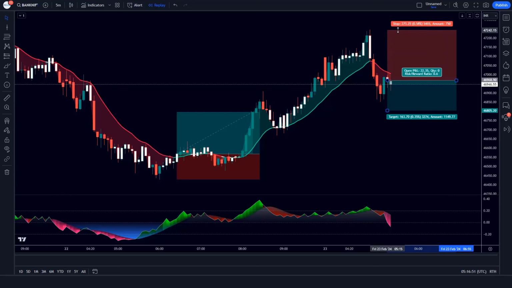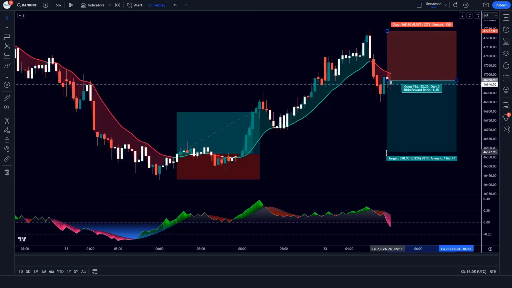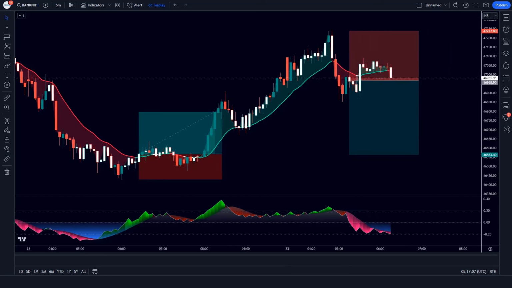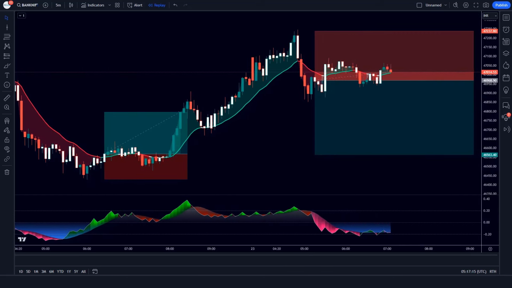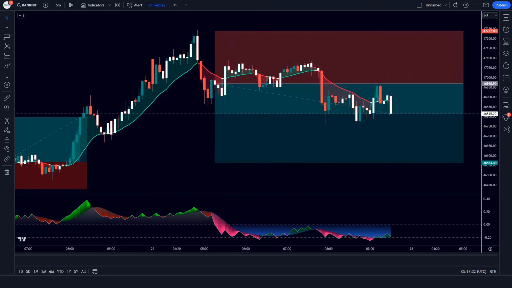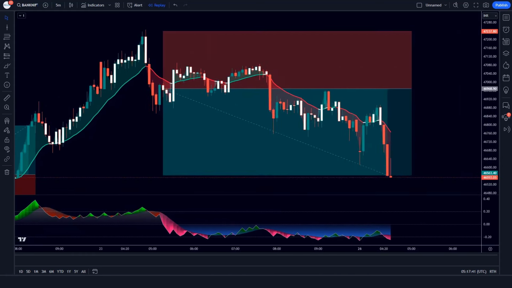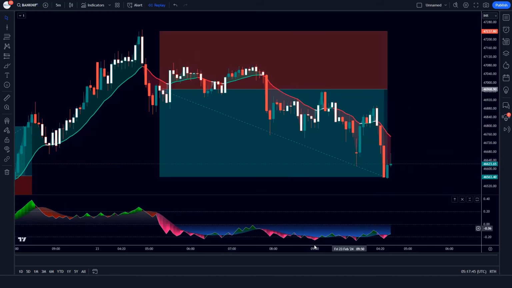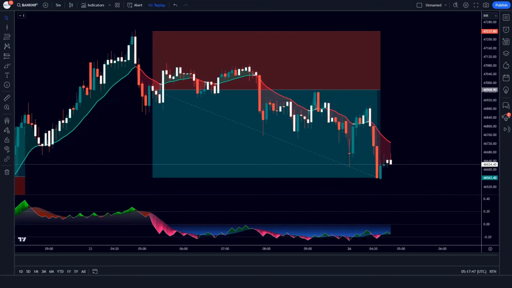Our stop loss will be placed at the current market of higher level, and the risk to reward ratio will be 1 to 1.5. The market has completely hit the target. Now we will find other trades.